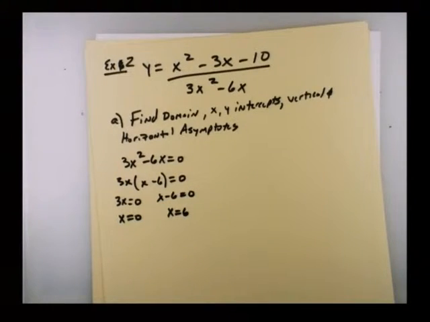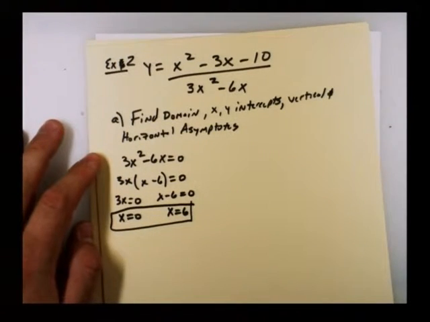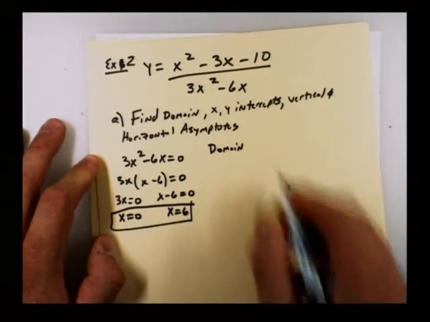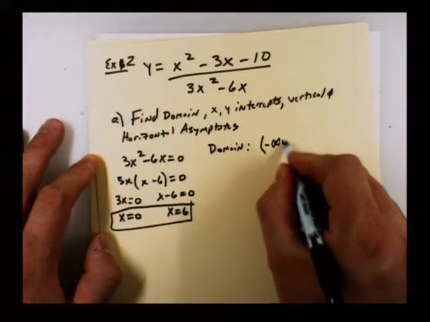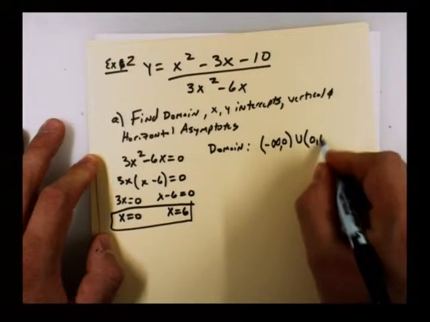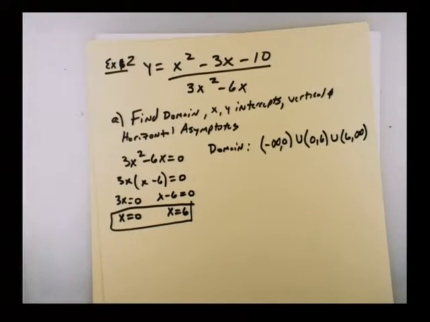So x equals 0, x equals 6. If you plugged in 0, you would not get an answer out. If you plugged in 6, you would not get an answer out. So these are the members of the domain that do not give an answer out. So our first part, the domain: we can go from negative infinity to 0, we can go from 0 to 6, we can go from 6 to infinity. Or another way of writing that, all real numbers except x cannot equal 0, x cannot equal 6.